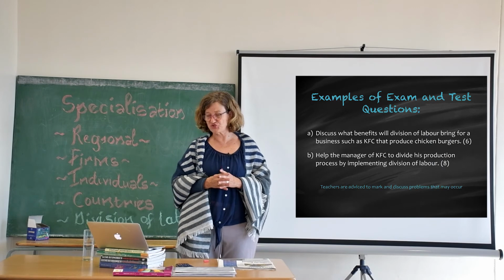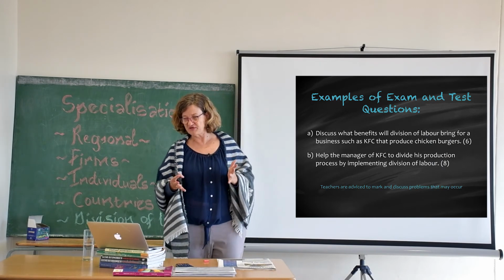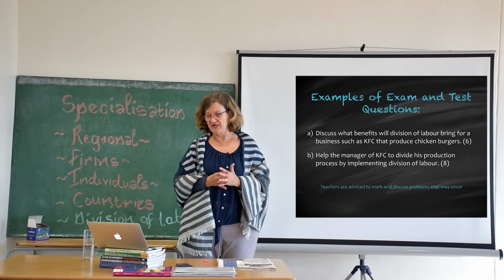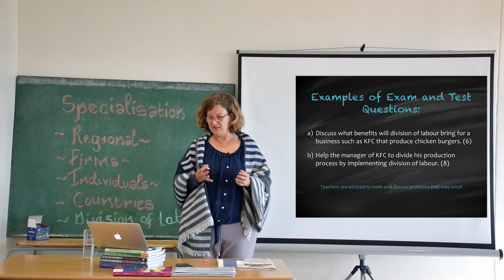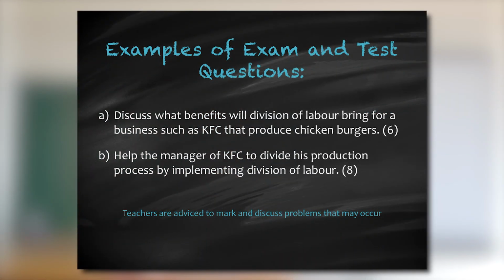Exam questions or test questions can also be, what are the benefits that division of labor will bring for a business like KFC if they produce chicken burgers and they implement division of labor? That you can do for 6 marks. Look at the advantages of division of labor for KFC. And then number B, help the management of KFC to decide how he will divide his production process if he must produce burgers. And that can also bring 8 marks for you.